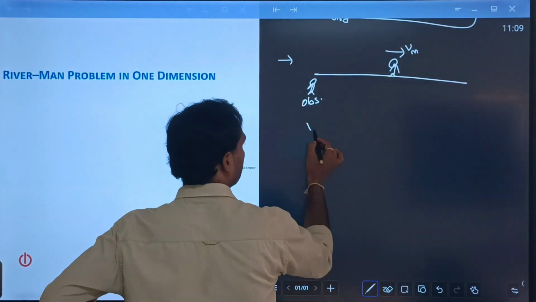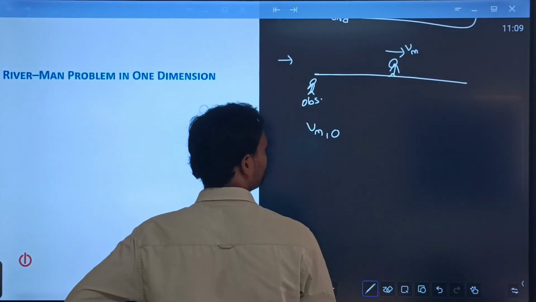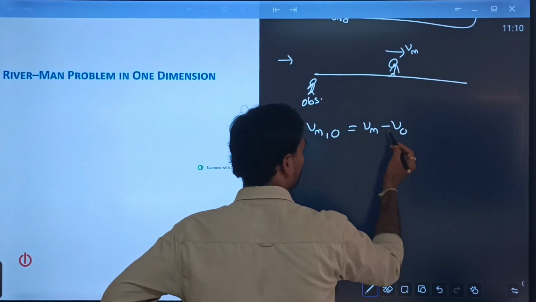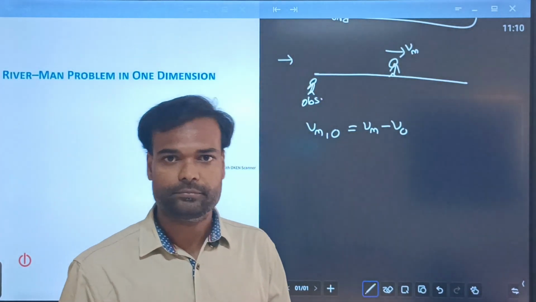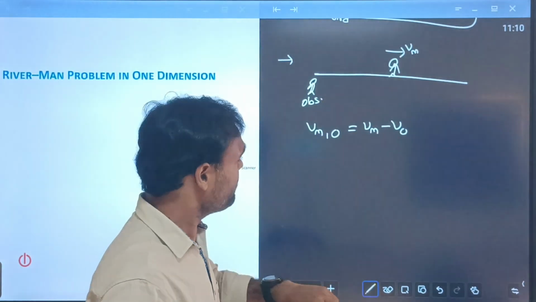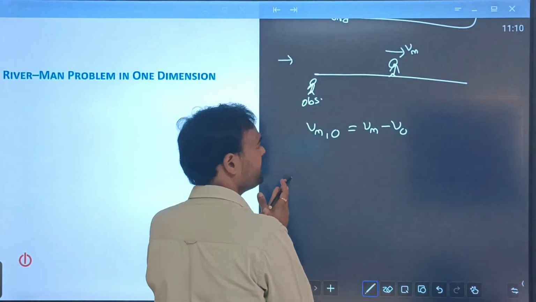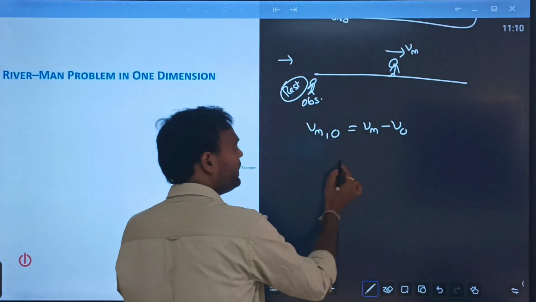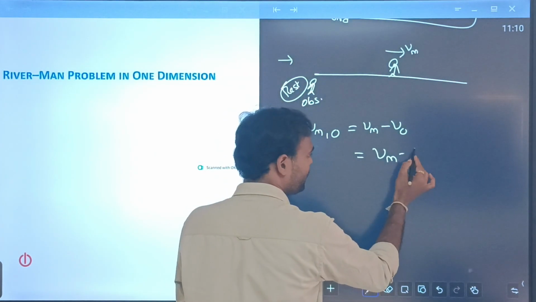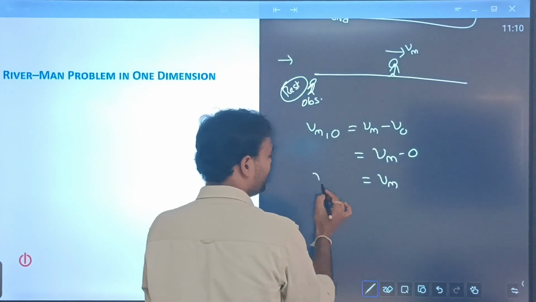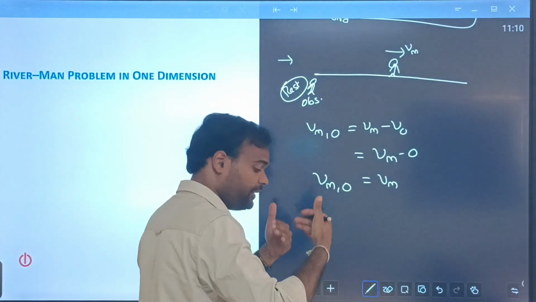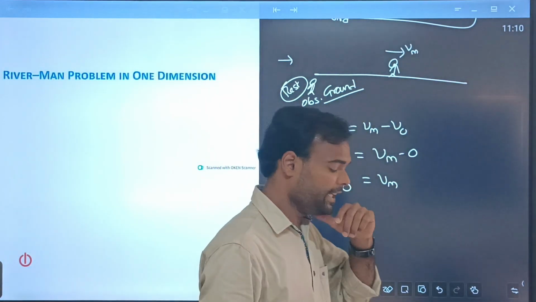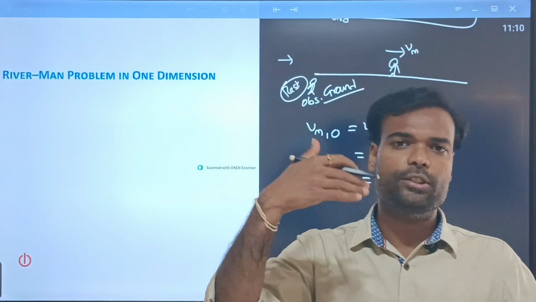Now velocity of man with respect to observer is equal to velocity of man minus velocity of the observer, right? Now the second concept here is, the observer is at rest. So we can write velocity of man minus zero is equal to velocity of man. That is velocity of man with respect to observer who is on the ground. We can write velocity of man with respect to observer is the original velocity of man.